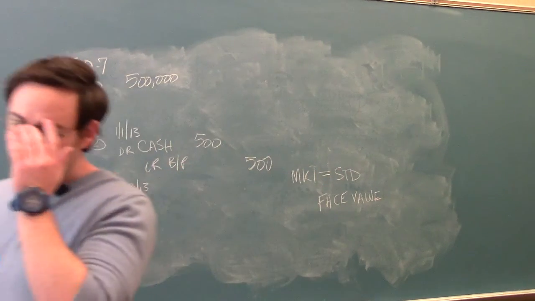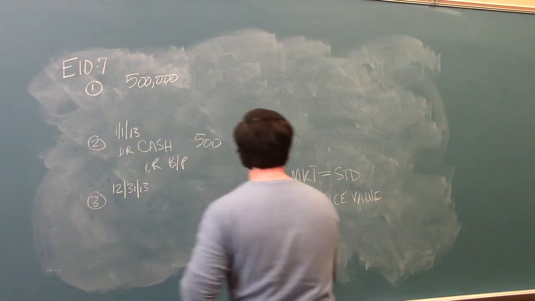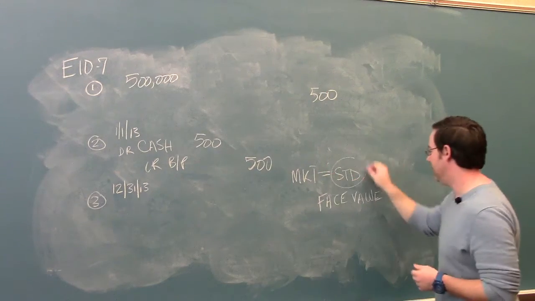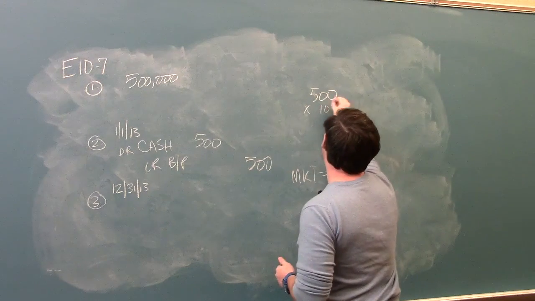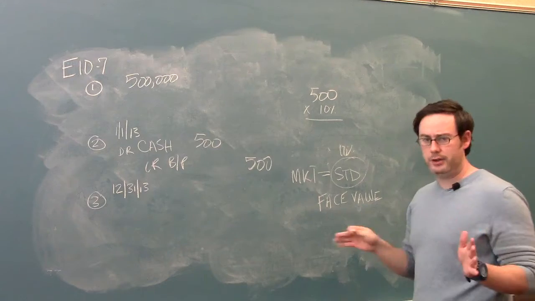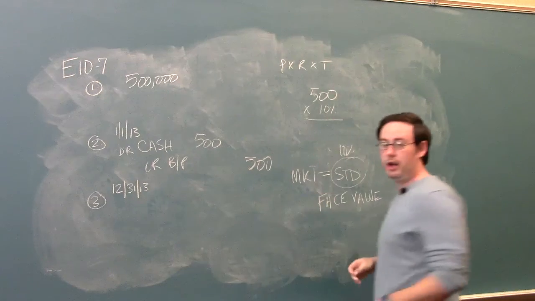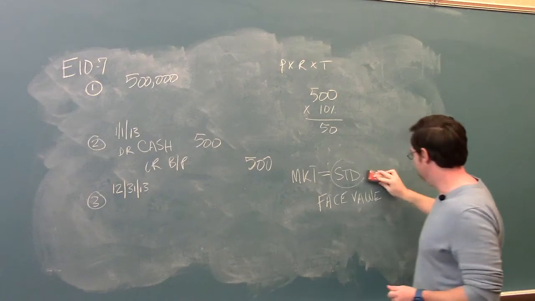Requirement number 3 says, prepare the journal entry to record the interest payment on December 31st, 2013, assuming no interest has been accrued earlier in the year. In this example, we had a face value of 500,000, and we had a stated interest rate of 10%. So the market had to be 10% as well because they're equal. So we multiply that out times 10%. Remember, what I'm doing right now is our interest calculation, and our interest calculation is principal times rate times time. So we multiply these out, and I'm going to move this so I have a little bit of room here.